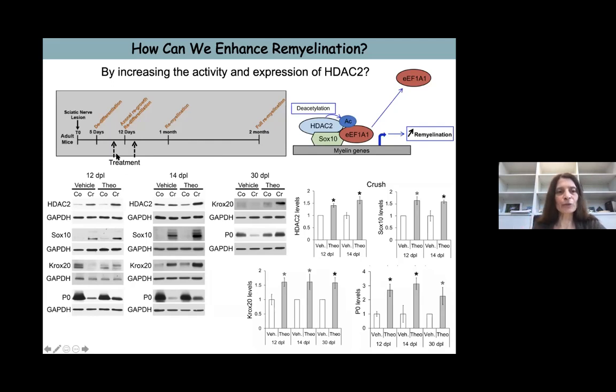So we treated the mice after sciatic nerve crush lesion at 10 days post-lesion, or I think 9 days, I don't remember exactly, 9 or 10 days. So just before the Schwann cells start to remyelinate, and we treated either for 2 days or for 4 days. And then we looked at what happened afterwards.